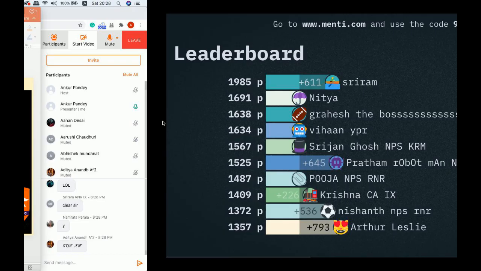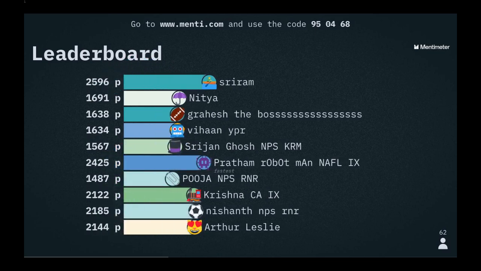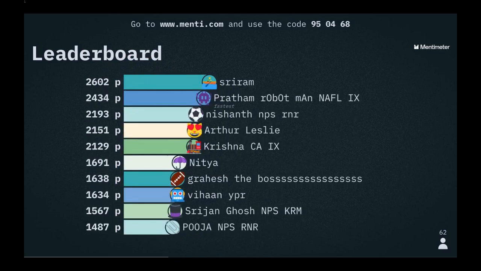Good. So yes, the leaderboard. Shriram is leading the scenario. Good. Here we go to the next one.